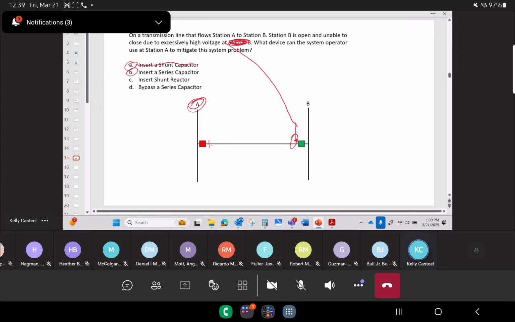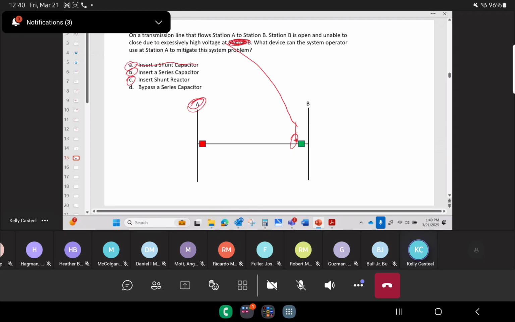Okay. Let's look at our other options. Insert a shunt reactor. If we inserted a shunt reactor over here, then that would lower the voltage on this bus, which would lower the voltage that we started with, and that one would help as well. So in that case, Bravo and Charlie would both be effective.